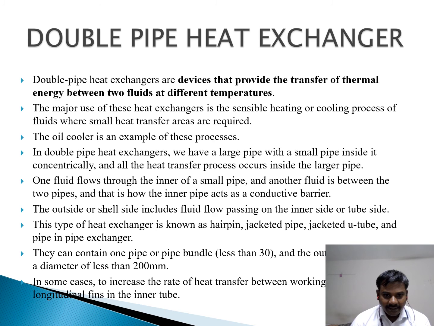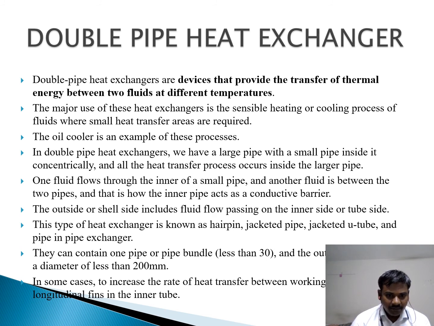In a double pipe heat exchanger, we have a large pipe with a small pipe inside it concentrically, and all the heat transfer occurs inside the larger pipe. One fluid flows inside the small pipe, and another flows between the two pipes. The outside or shell side carries the fluid flowing over the inner or tube side. This type of heat exchanger is known as a hairpin. As I've shown in the diagram, that U shape is called a hairpin. It is also called a jacketed pipe, jacketed U tube, and pipe in a pipe exchanger.